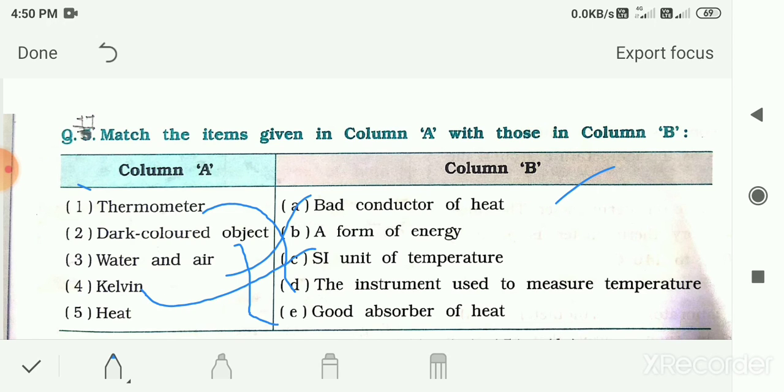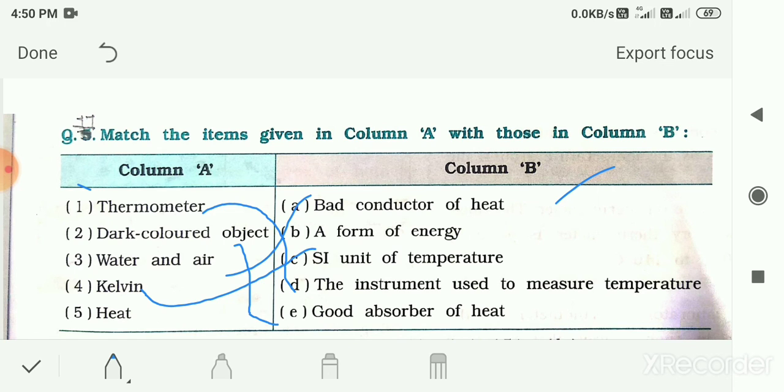So with fourth number, your option C will come. Kelvin is the SI unit of temperature. As we had seen, it is the SI unit of temperature, and it is kept in remembrance of the scientist whose name was Kelvin. And in this chapter, we had seen the two other units of temperature, that is degree Celsius and degree Fahrenheit. But the SI unit for temperature is Kelvin. In the higher classes, we will see the conversion of these units from one unit to another.